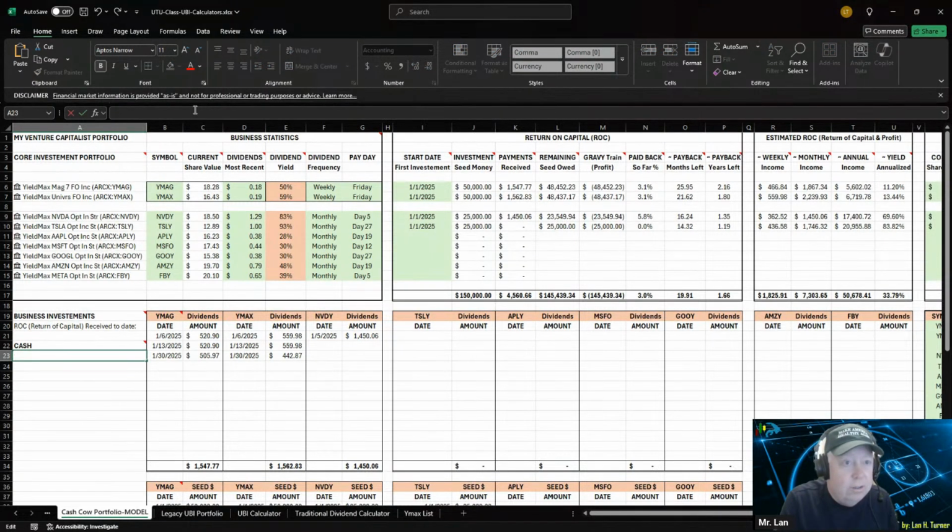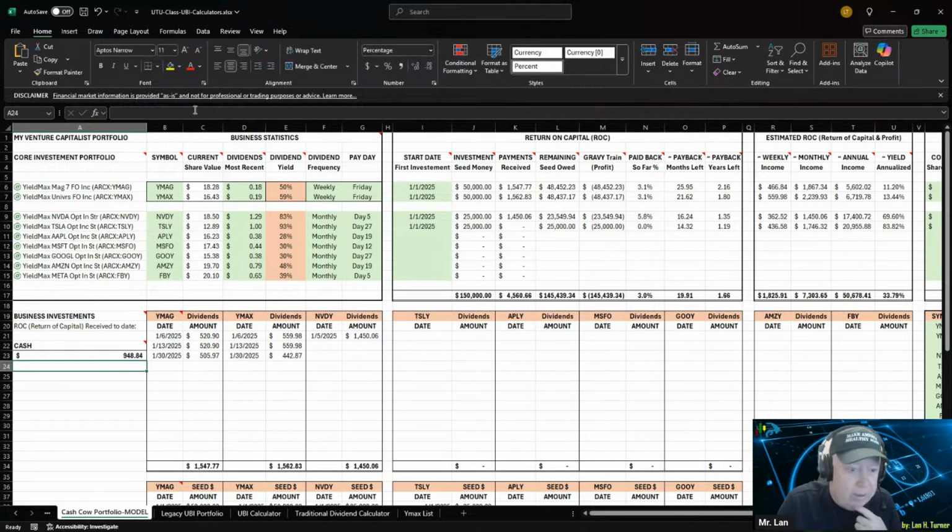Let's put our cash in here. We got $505.97. Oh, we got to do equal sign. Equals $505.97 plus $442.87. The stock market goes up, we'll make more money. If the stock market goes down, we make less money. Kind of weird how that happens, but you still make money. That's pretty cool. All right, so did we get paid on NVIDIA? Bang, that's our money, $948. That's pretty good for having a market go down.